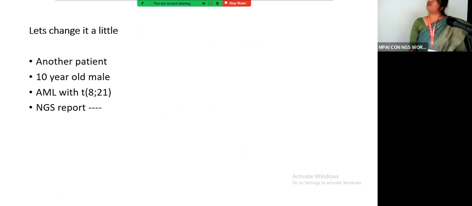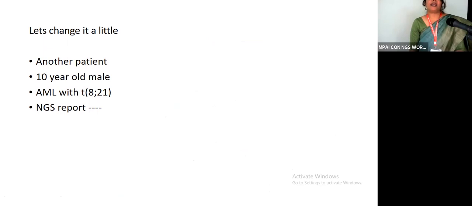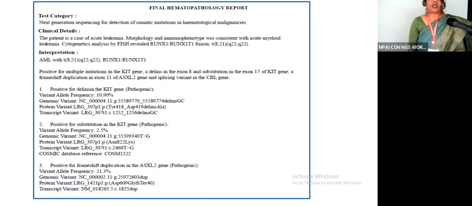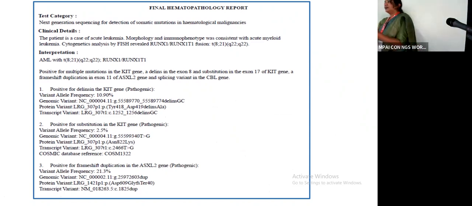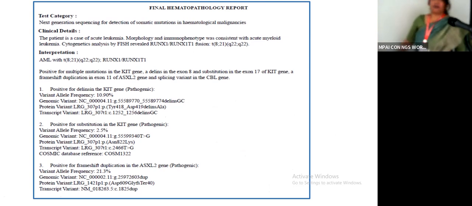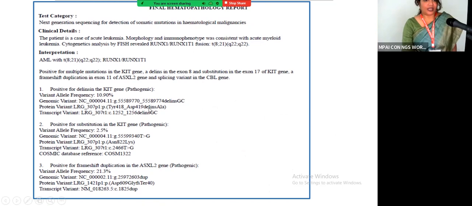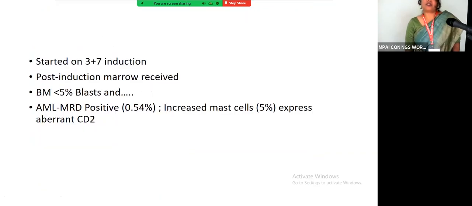Now, I'm going to change this a little bit. Same kind of patient: young age, 10-year-old male, AML with translocation 8;21. The NGS report is this. In the previous report also, we had a KIT mutation, but we didn't pay attention because it was not D816V. Now, this again is a case of AML with translocation 8;21, and there were multiple mutations in KIT. But again, it was not D816V. It was 822. So we were just following that case.